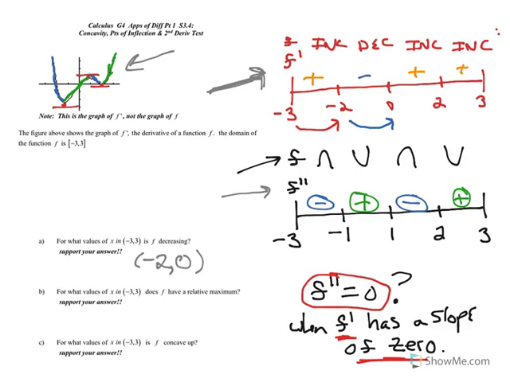For what values of x on the interval from -3 to 3 does f have a relative maximum? So where is it going to have a max? If it goes from increasing to decreasing, that's going to make a max. You're increasing, then you're decreasing. So you're going to get a max at -2.